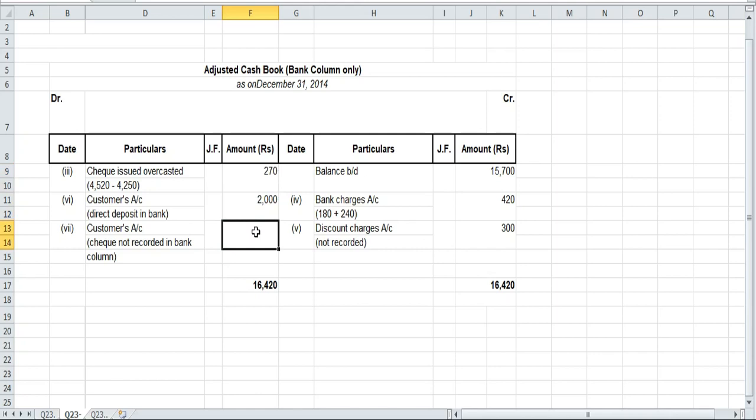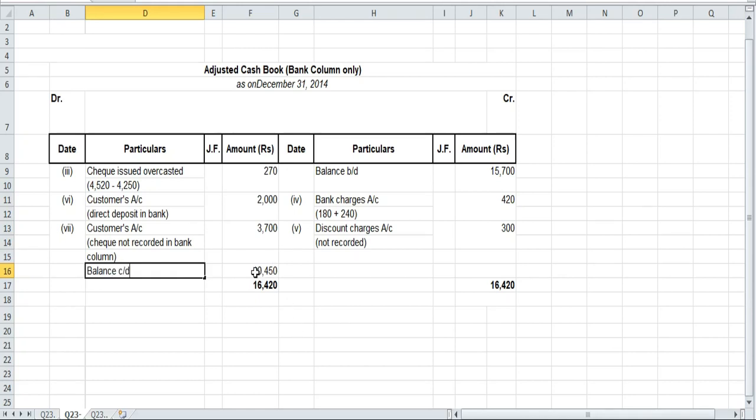Okay, I've not written the amount here. The amount was 3700. So here the total is 5970. So we'll have to minus 16420 minus 5970. So here it is coming to 10450. Okay, so this will become the closing balance, that is balance CD.